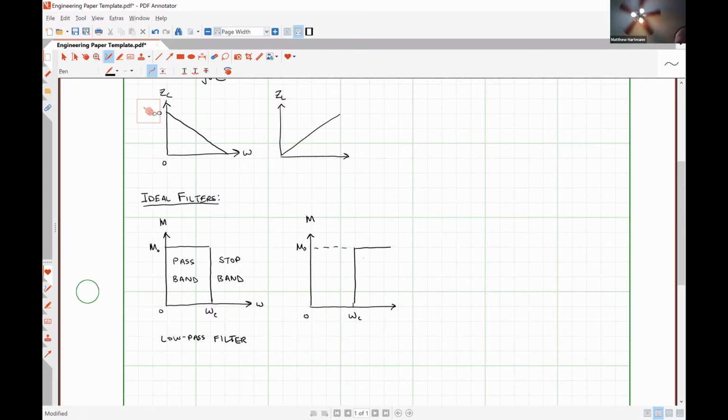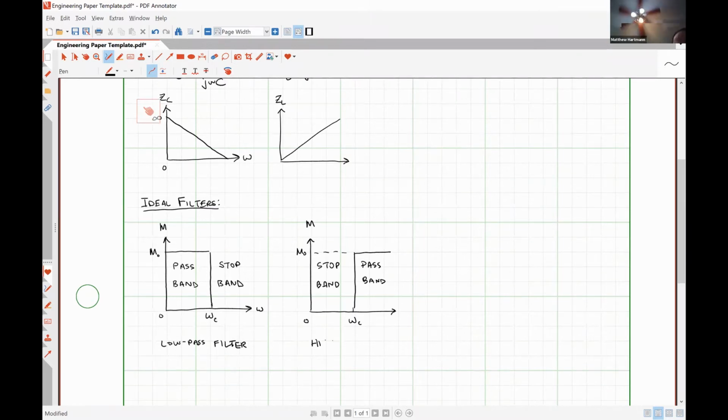So this on the right-hand side, for higher frequencies, we have a pass band. And for lower frequencies, we have a stop band. And this is called a high pass filter. It has the exact opposite behavior of a low pass filter. So everything above omega C gets passed and everything below omega C gets rejected or stopped.